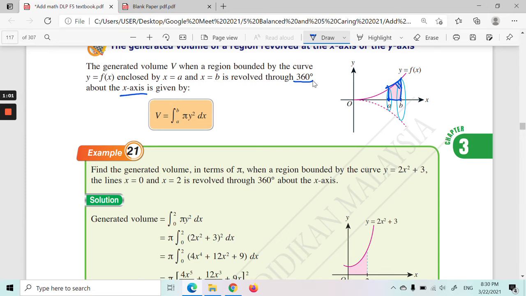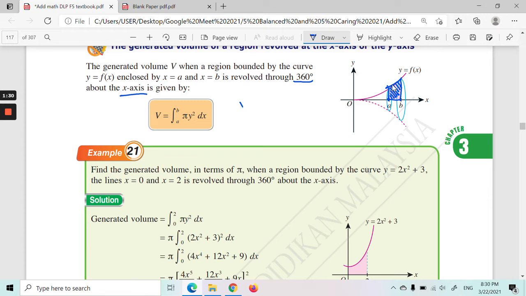that this shaded region. Every time before you find volume, you must have one shaded region, and then that shaded region will rotate 360 degrees, or any degree like 270 or 180 degrees, but usually the question will ask you 360 degrees about the x-axis or about the y-axis. So I'll discuss the formula first: how we find the volume generated by this shaded region.